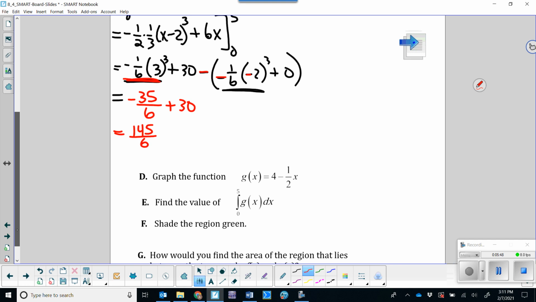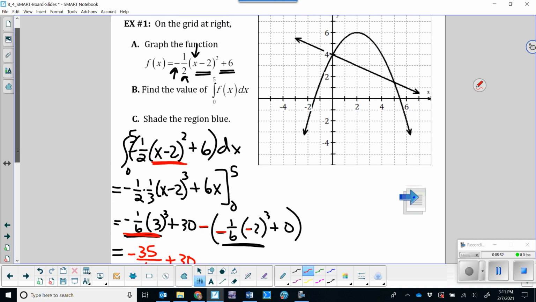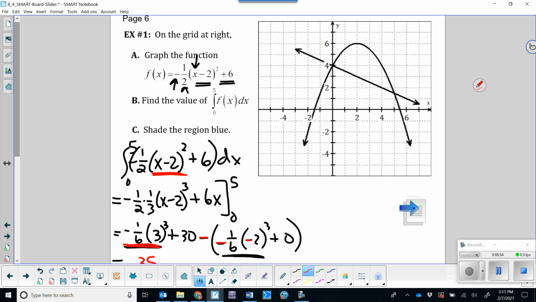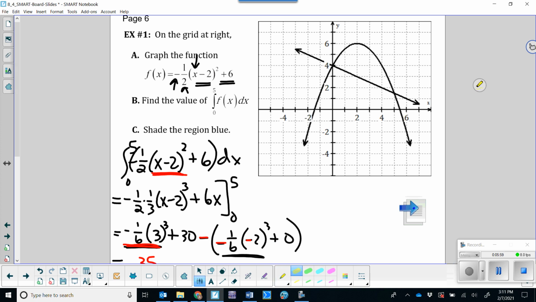Okay. Now, we shade the region for what we just found in blue. So I'm going to take a highlighter. You can do it with your colored pencils. Just make sure you do it very lightly. So from 0 to 5, underneath the parabola would be this. And that whole thing is what I would get.